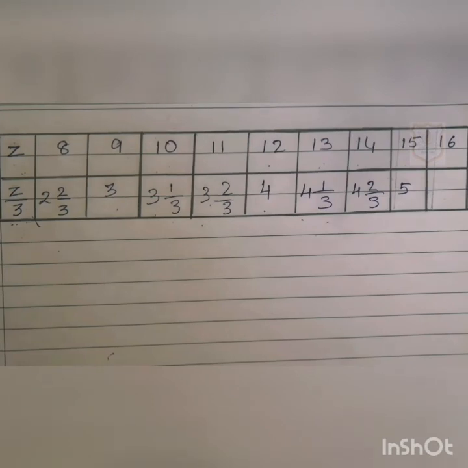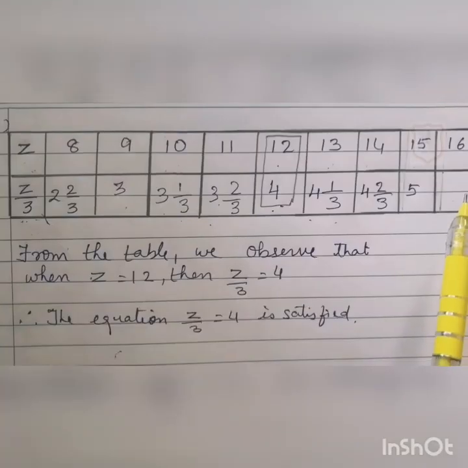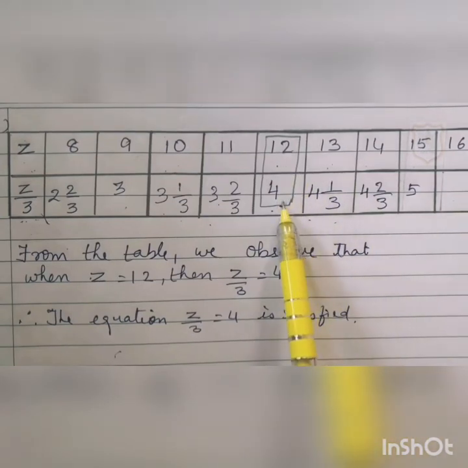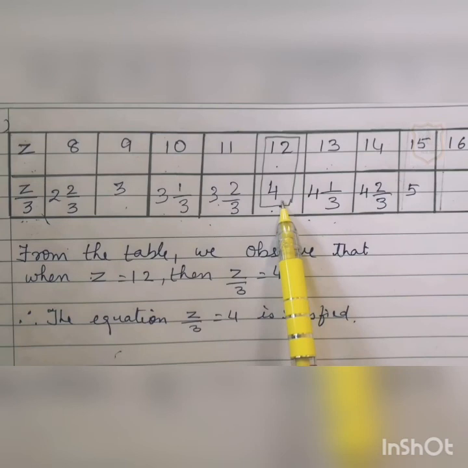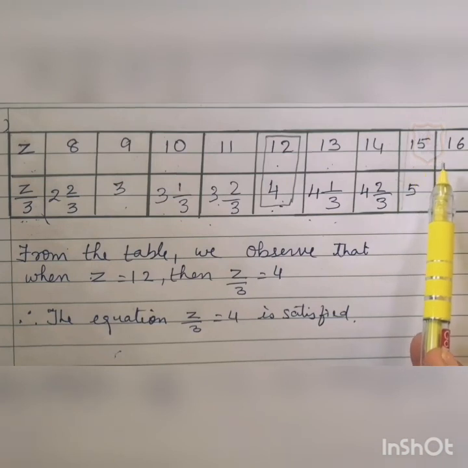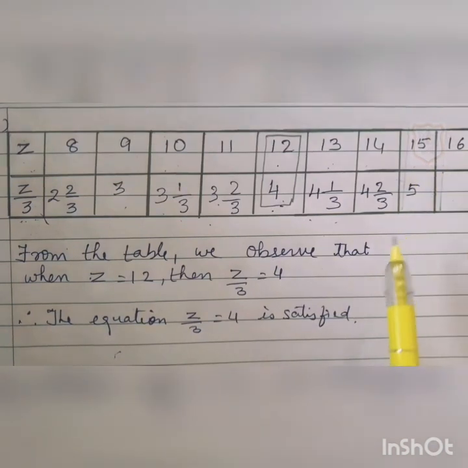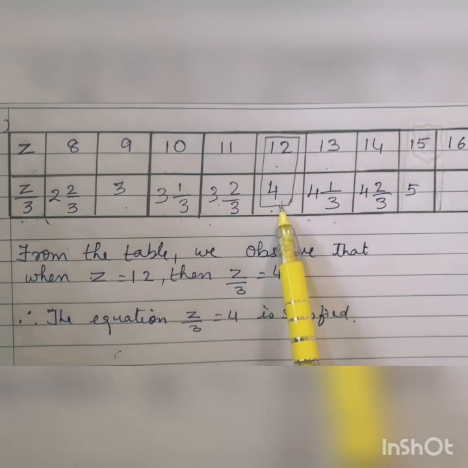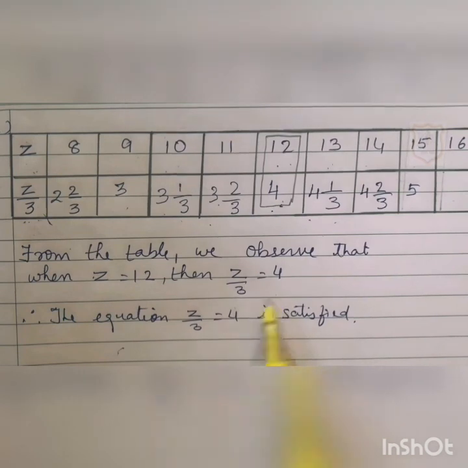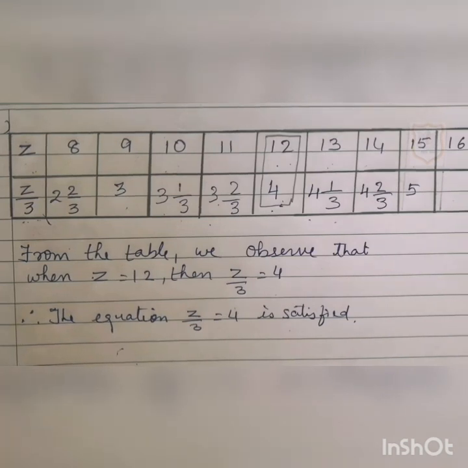So coming to the question, we had to find that z upon 3 is equal to 4. So here when the value of z is 12, then z upon 3 is equal to 4. So from the table we have observed that when z is equal to 12, then z upon 3 is equal to 4. So the equation z upon 3 is equal to 4 is satisfied. So children, in the same way you have to attempt question number D on your own.